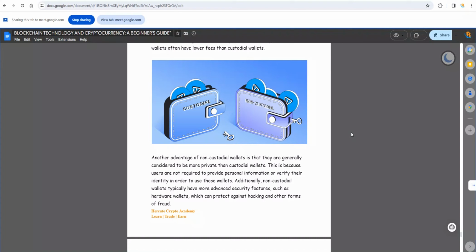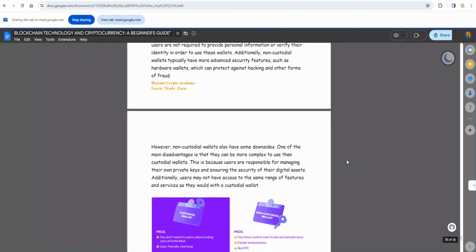Another advantage of non-custodial wallets is that they are generally considered to be more private than custodial wallets. This is because users are not required to provide personal information or verify their identity in order to use these wallets. Additionally, non-custodial wallets typically have more advanced security features such as hardware wallets, which can protect you against hacking and other forms of fraud.